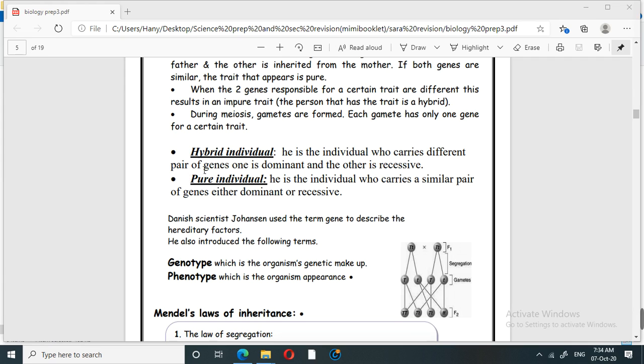So the hybrid has a pair of genes. One of them is dominant and takes the capital letter, and the other is recessive and takes the small letter. Why did we express each character by two letters? Because each letter of them expresses a gene inherited from one of your parents. For example, if the T capital is related to your mother or your father, then the second letter is related to the gene that you carried from the other parent.